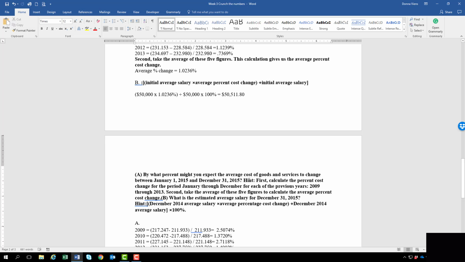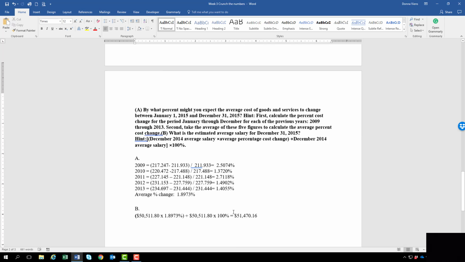Now, we can do that if we're looking down to the next part of the problem. We say, by what percentage might you expect the average cost of service to change between January 1st and December 31st, 2015? Again, you're going to calculate the percentage cost change for the period January through December for each of the previous years. And then you're going to take the average of the 5 figures, calculate the average percentage, and then estimate what the salary change would be.